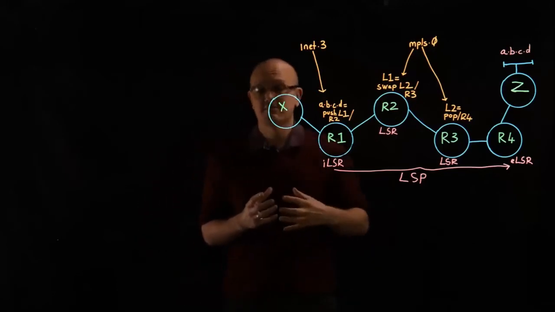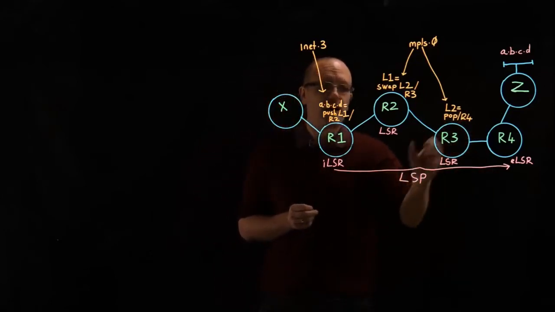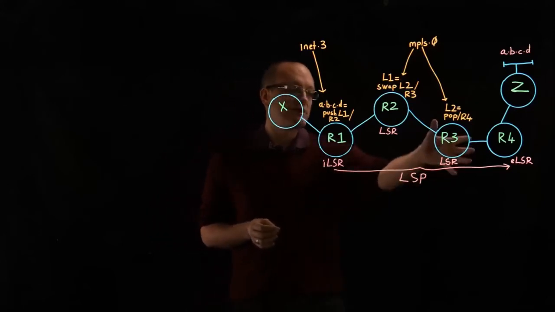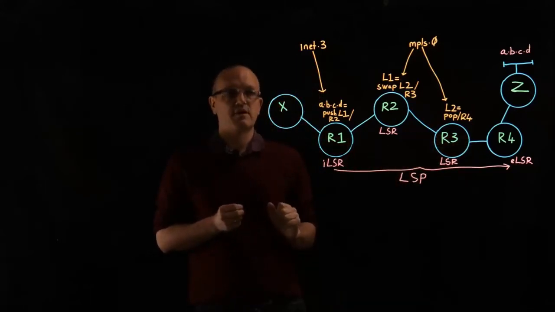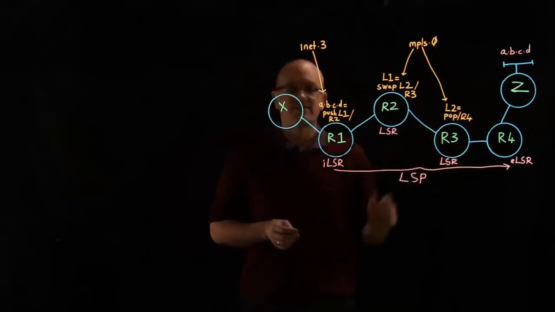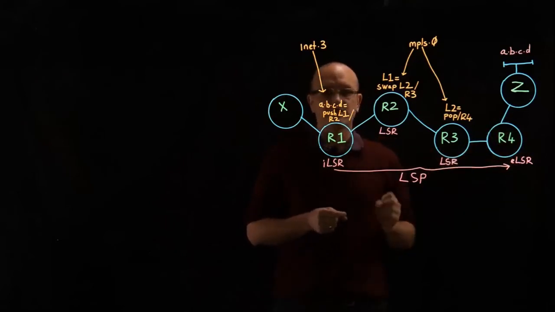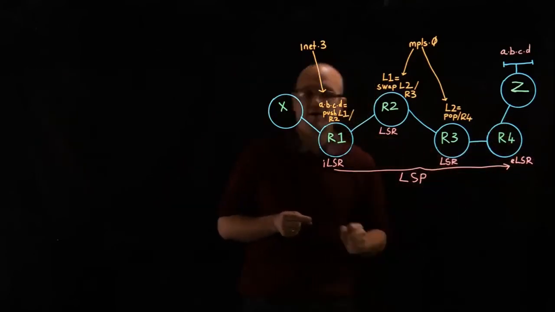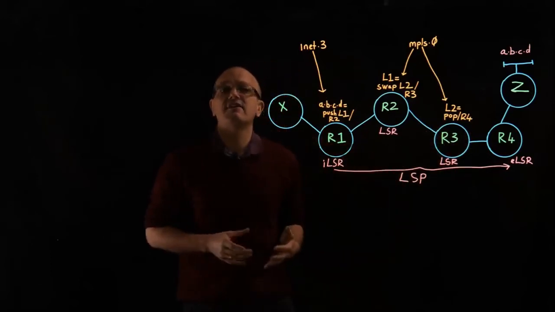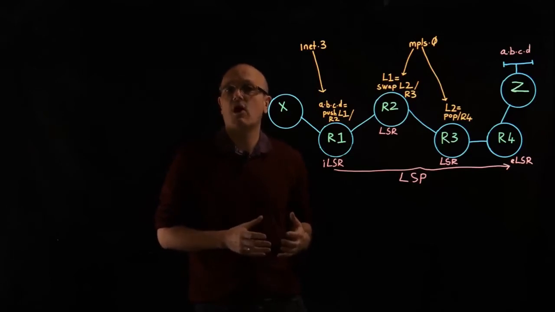And this packet, now with label 2, arrives at R3. Although it's a pure label switch router, it's a special label switch router in that it's the penultimate label switched router before we reach the egress label switched router, the ELSR. And on the penultimate label switched routers, in the vast majority of cases, we're going to be performing an action called penultimate hop popping.